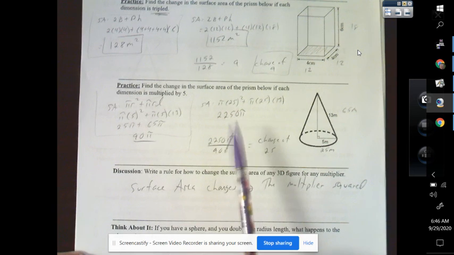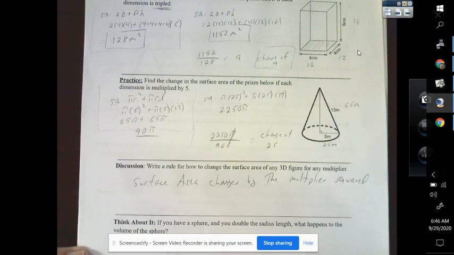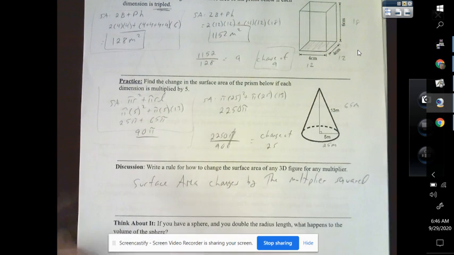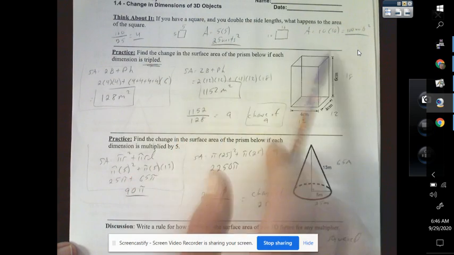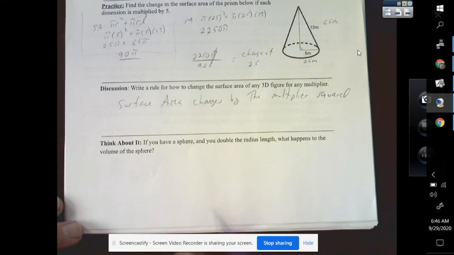Over here, we multiplied it by 5. It changes by 25, the multiplier squared, 5 squared. So it's going to work across the board for any surface area. Think back up here. We doubled it, 2 squared. Boom. You get the idea. So good stuff. We're going to take it from surface area to volume. Hopefully you guys can see where we're going with this.